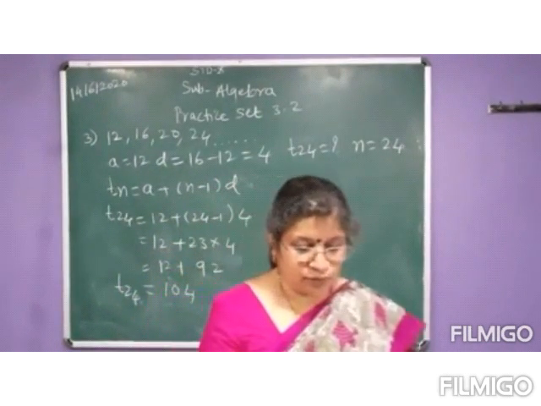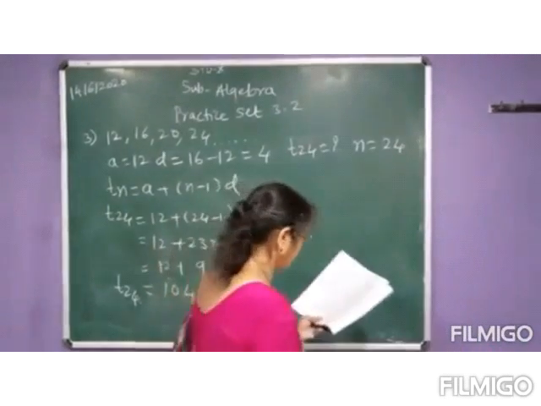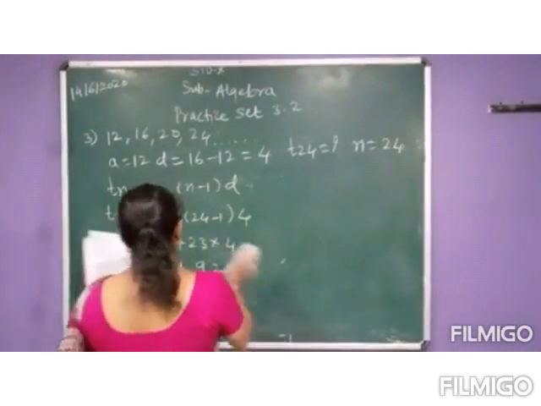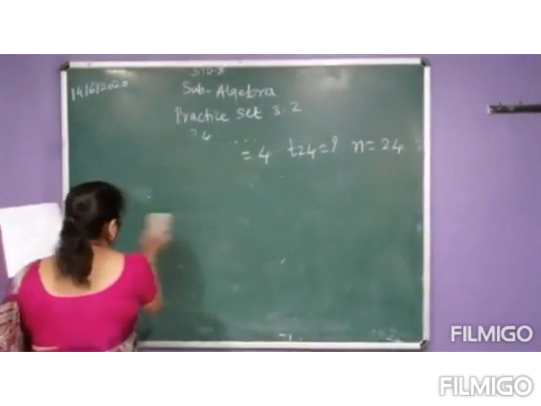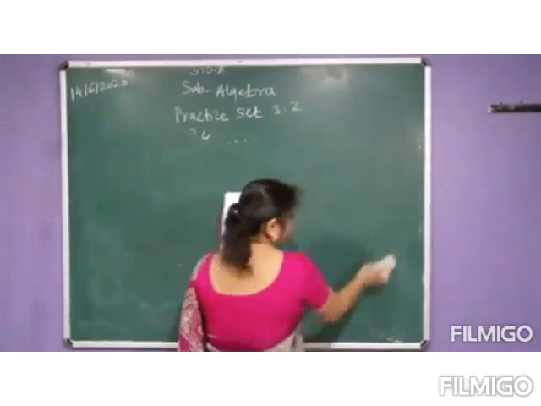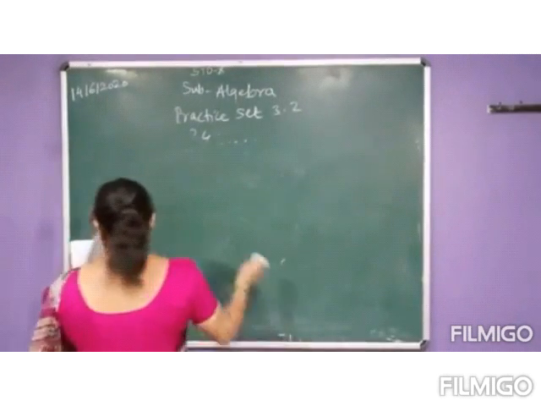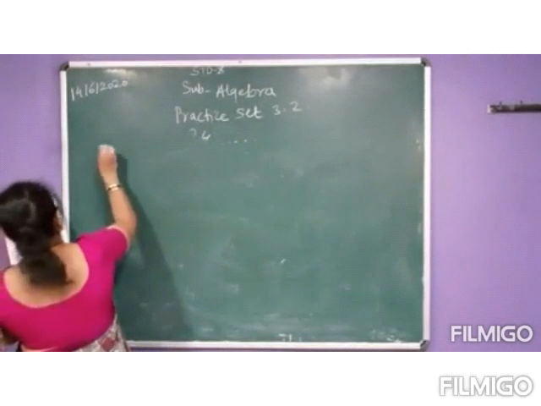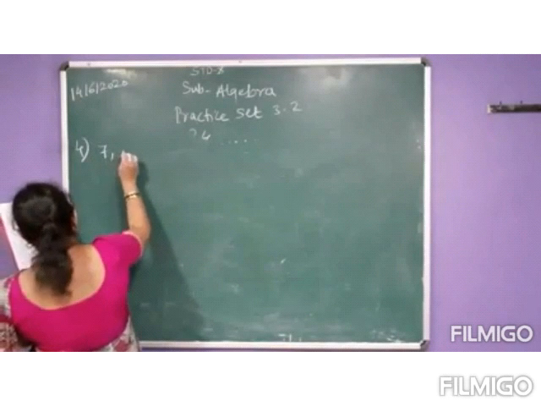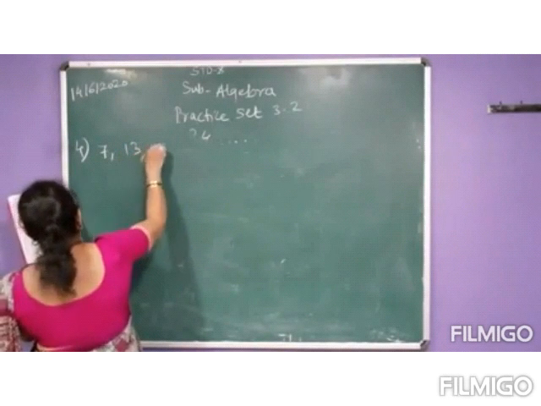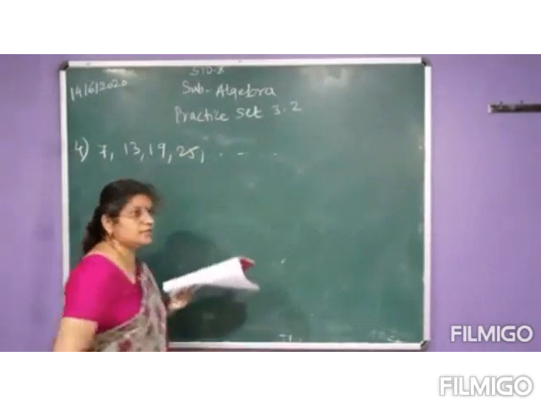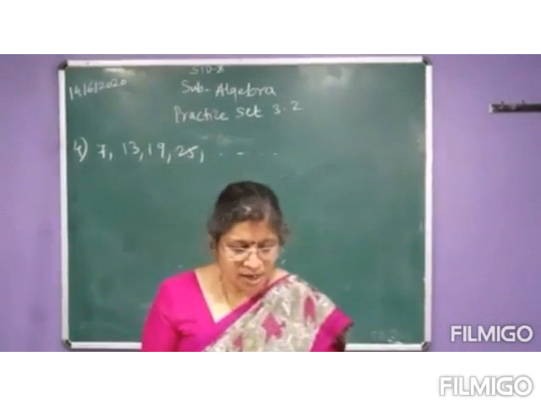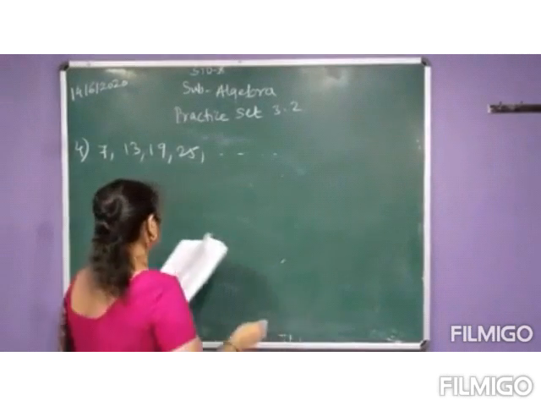Now we will go for the fourth example. The fourth one is: find the 19th term of an AP. Again it is the same kind of example. You have to find out the 19th term of an arithmetic progression. This is the fourth one: 7, 13, 19, 25. So an arithmetic progression is given, and you have to find the 19th term.